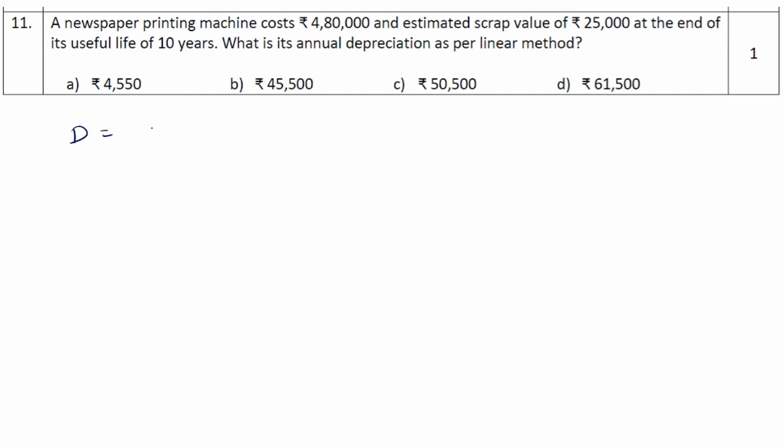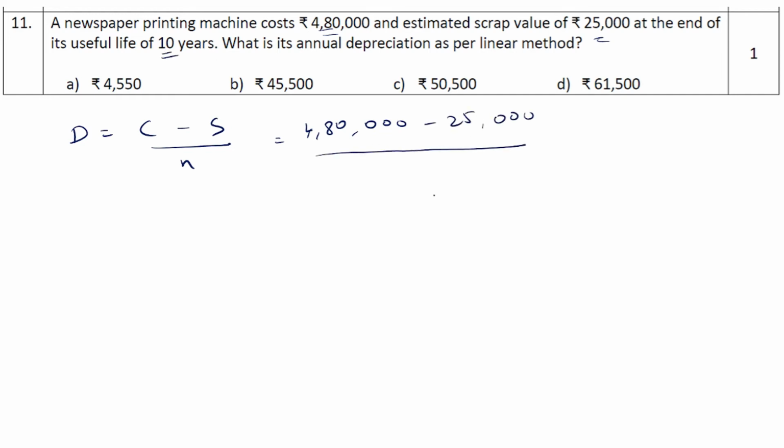So we know D is equal to cost of the machine minus scrap value upon life of the machine. Cost of the machine is 4,80,000. Scrap value is given as 25,000, upon its useful life, N is 10. So this is 4,55,000 divided by 10, or it is 45,500. The correct option is option B.